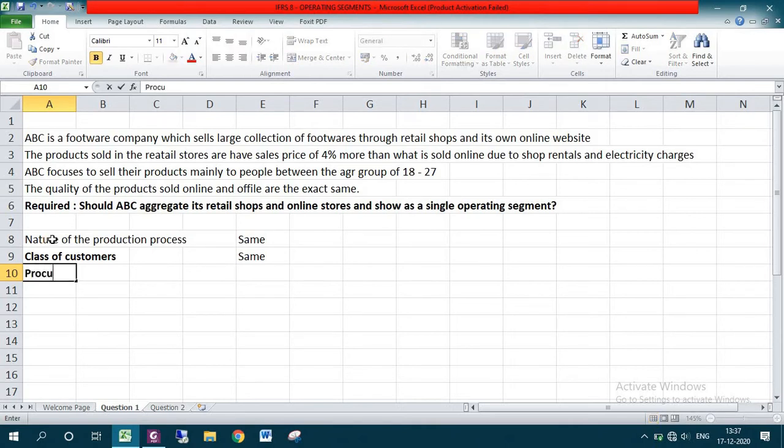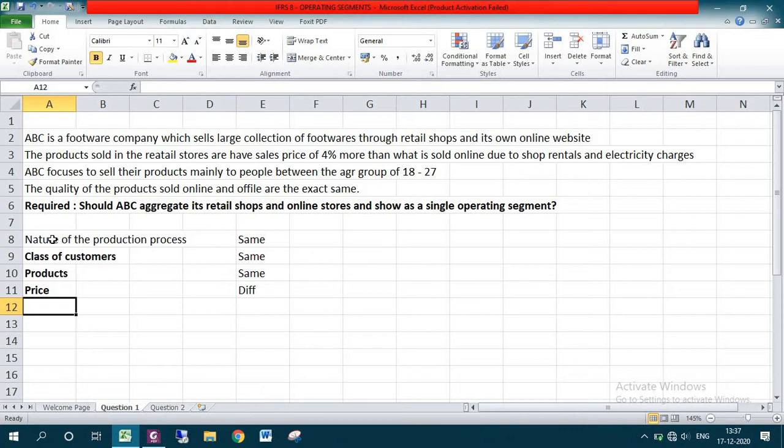The products, they haven't said anything about the products, but we can assume that they are selling the same products, because they haven't said that they are selling different kinds of products or some exclusive products online, so we can assume that that's also same. And the next criteria is price. They have clearly mentioned that the prices for retail stores is 4% more than in the online stores, so that is different.